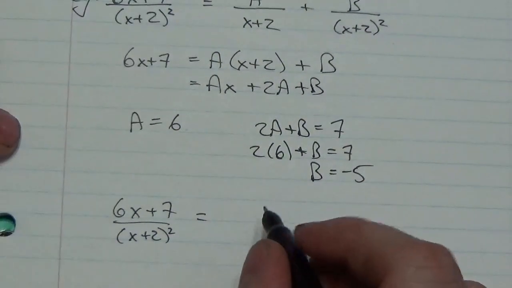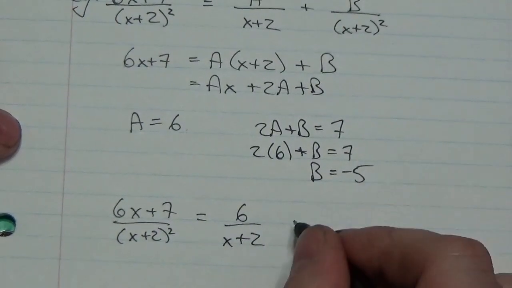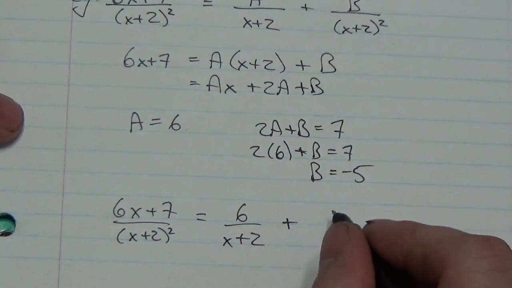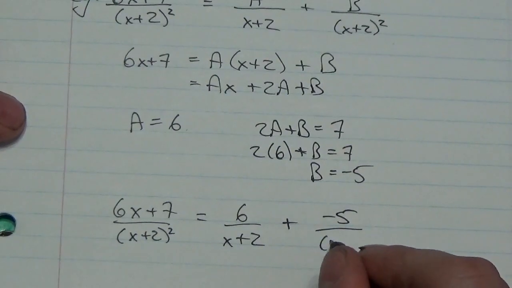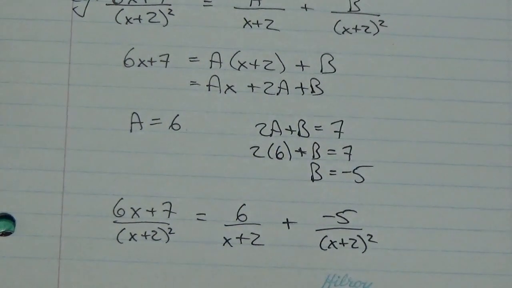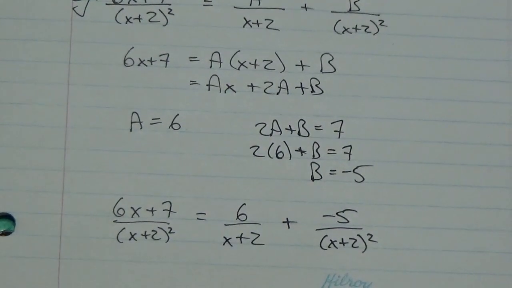I can split that apart now into 6 over x plus 2. And then, I can do this one of two ways here, but it probably makes more sense to do it like this and write this as adding negative 5 over x plus 2 squared. Okay. And those pieces right there are going to be much easier to take the antiderivative of, or the integral of, in both cases there. Much easier to work with.